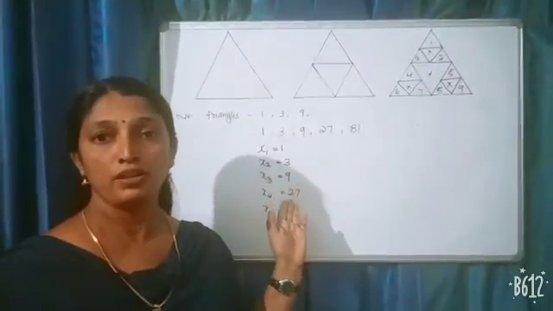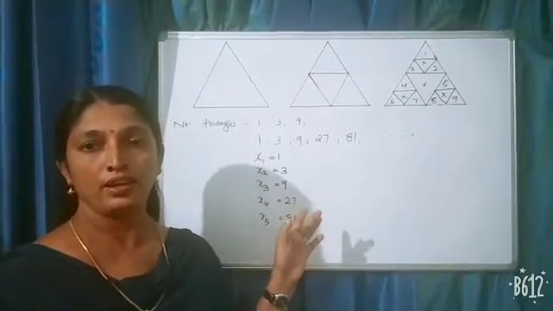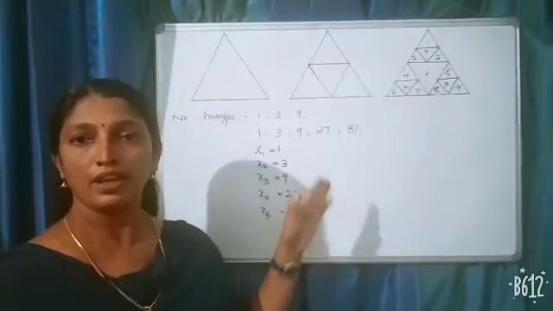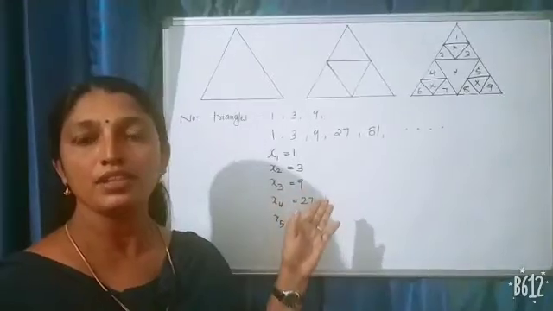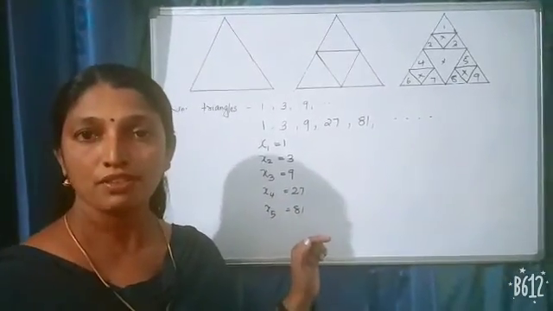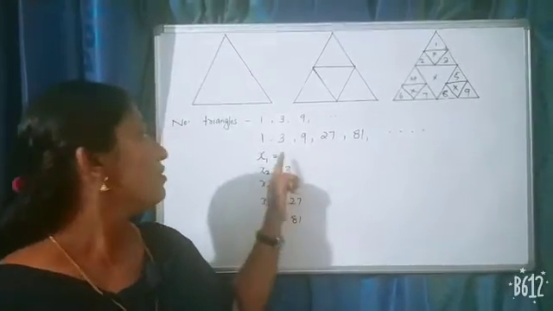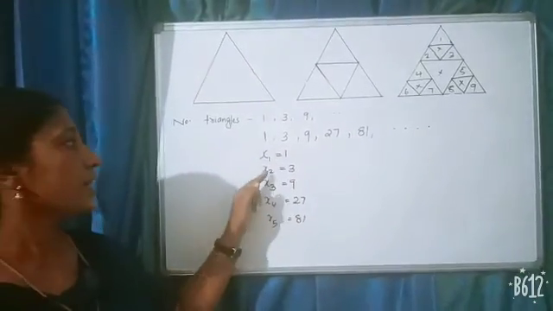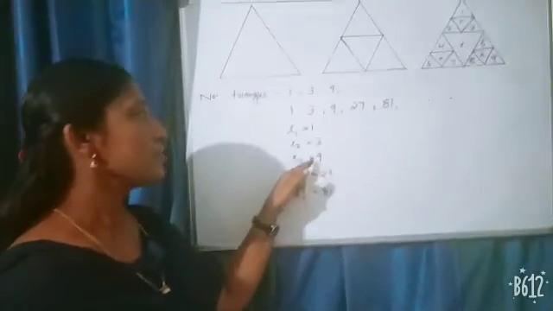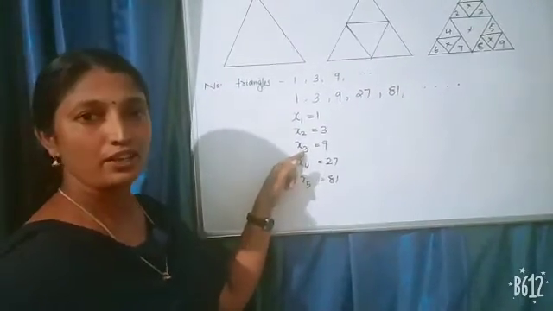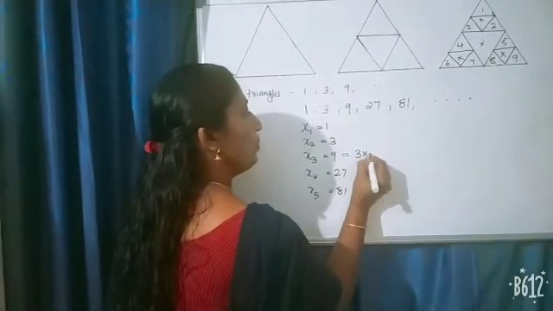First term is 1, second term 3, third term 9, fourth term 27, etc. Can you relate these terms to the positions? First position, second position, third position. First one 1, second one 3. Third one 9. This 9 we can relate to 3. 9 can be written as 3 into 3.